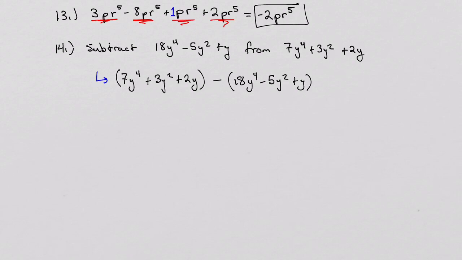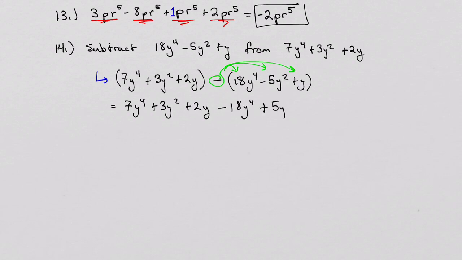So we need to make sure we distribute this minus sign into all three terms, and what we end up with is 7y to the fourth plus 3y squared plus 2y minus 18y to the fourth plus 5y squared minus y, because the minus sign right here changes the sign of every term in this set of three terms. So starting with the 7y to the fourth, we're going to look for like terms, and there's the 18y to the fourth.